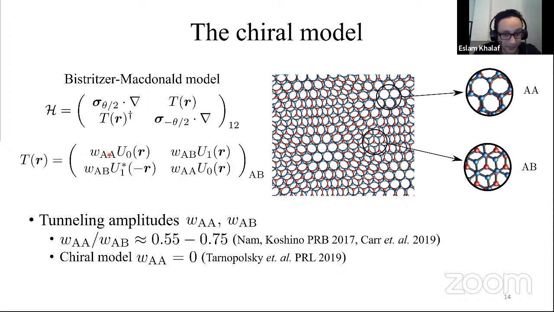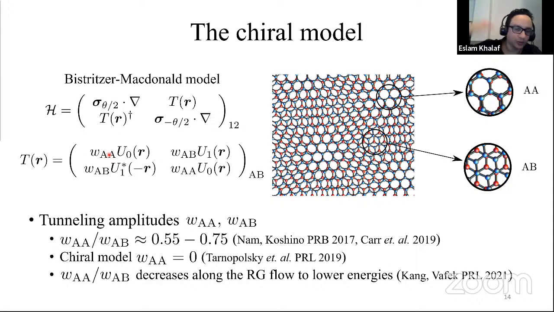Although in only the last year, a very interesting work appeared that suggested that if you take this microscopic model and integrate out the bands gradually until you reach the flat bands, then this ratio tends to decrease along the RG flow. So even if you start from a relatively large value around 75%, the effective value for the low energy physics may be much smaller. So this model may not be as unrealistic as initially thought.